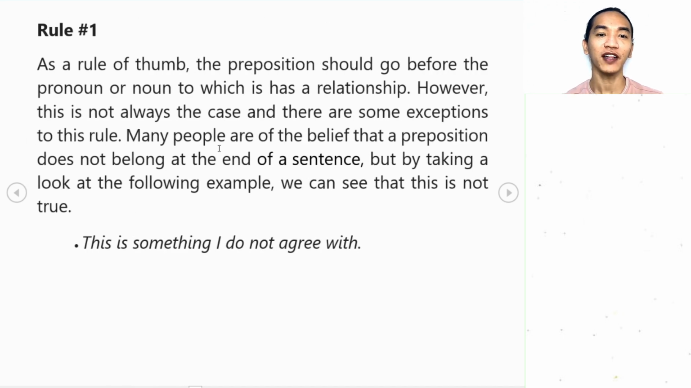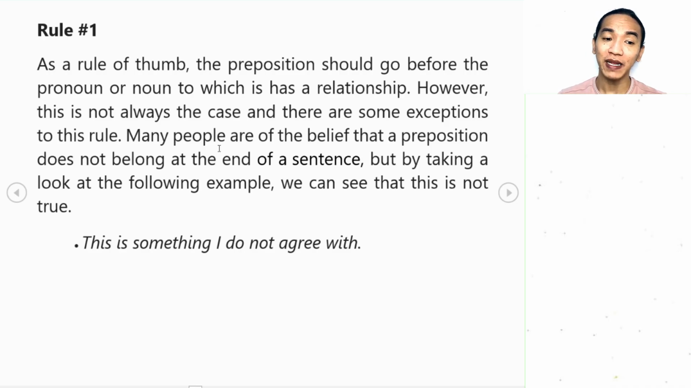So, first of all, as a rule of thumb, the preposition should go before the pronoun or noun to which it has a relationship. Okay, by default, the prepositions usually go before your noun or pronouns. However, this is not always the case, and there are some exemptions to the rule. Many people are of the belief that a preposition does not belong at the end of a sentence. But by taking a look at the following example, we can see that this is not true.